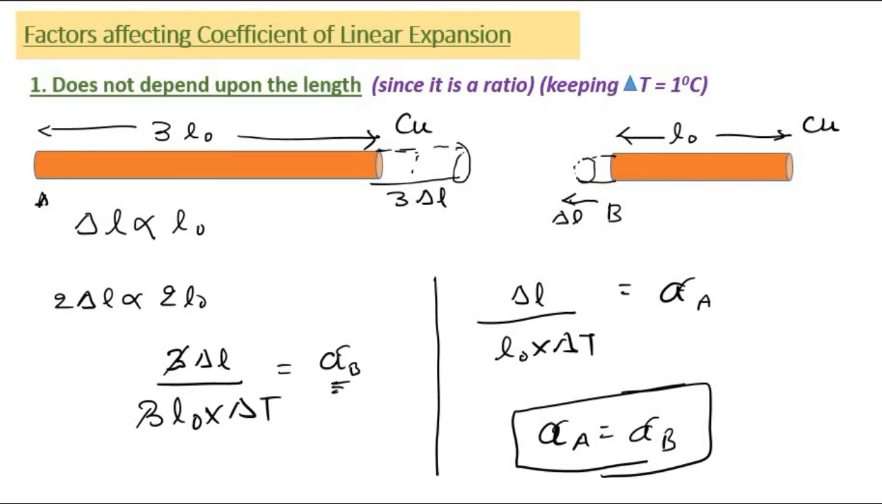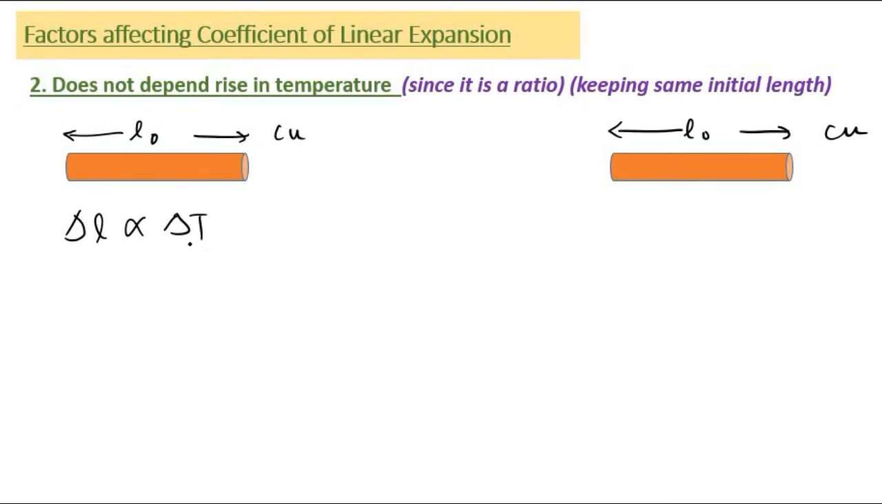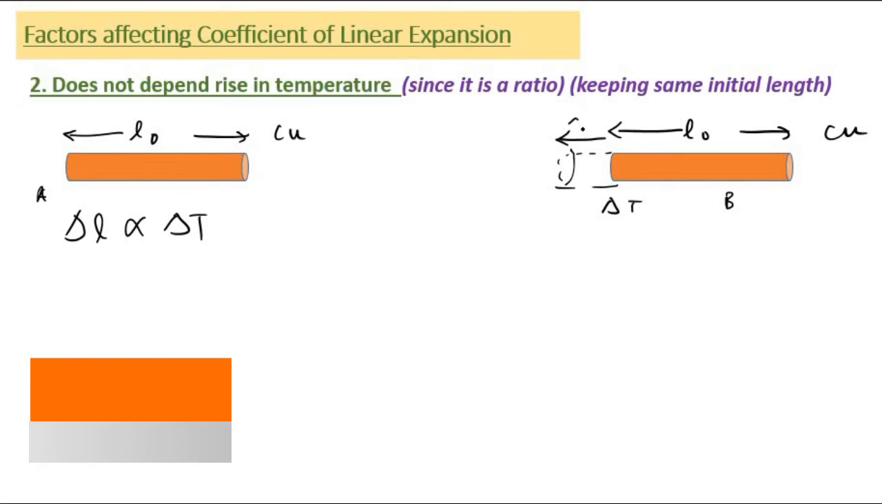The second thing is regarding the rise in temperature. So I am keeping the length of both the rods the same, L0, this is also L0, and both the rods are made up of copper. And since we have discussed this, delta L is proportional to delta T. That means the more the rise in temperature, the more the expansion. This is rod A, this is rod B. I am heating it by delta T. So this is the expansion in the length, delta L.